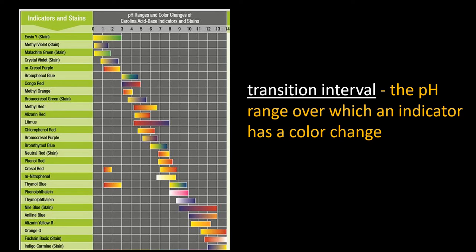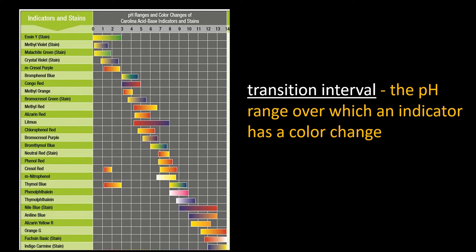Now, the range that it shows, and this is our litmus friend here, from blue to red, that range right there is called a transition interval. Okay, that is the range that the indicator has a color change. Because basically, if it's not in that range, nothing is going to happen. And you won't have a clue what the pH is. You'll just know it's not in that range, which is pretty useless. Okay, because you wouldn't even know if it's an acid or a base.